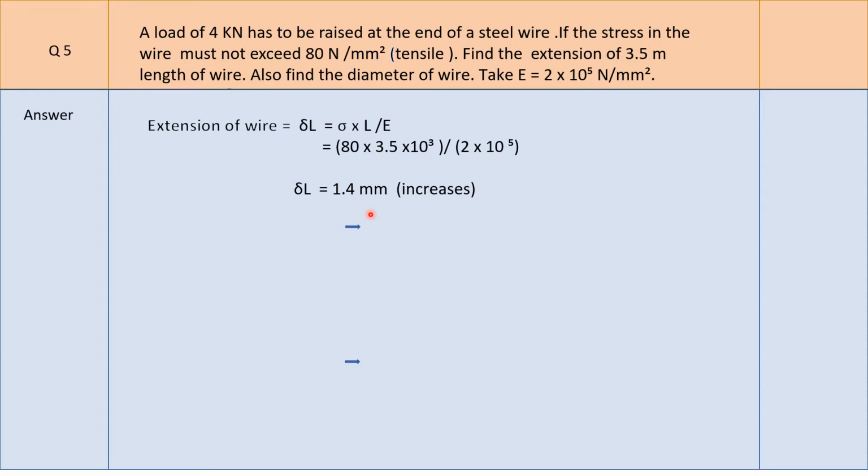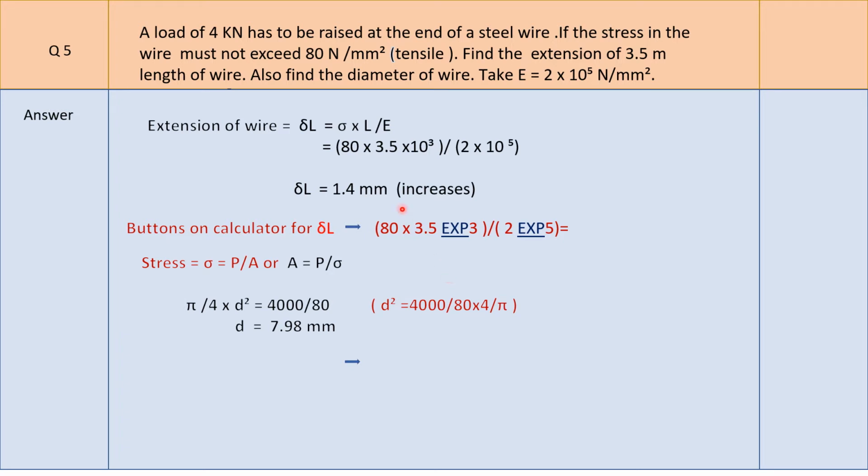If you have not got the answer, here I am giving the buttons to be pressed on the calculator. So these are the buttons to be pressed. Start from here: bracket open, 80 into 3.5. There is one exponential button on your calculator. Then press 3, bracket close, divided by bracket open 2 exponential 5 bracket close, is equal to. Press the buttons very correctly, slowly, one by one. You will see that you get the answer 1.4, and it is in mm because we have substituted the length in mm.